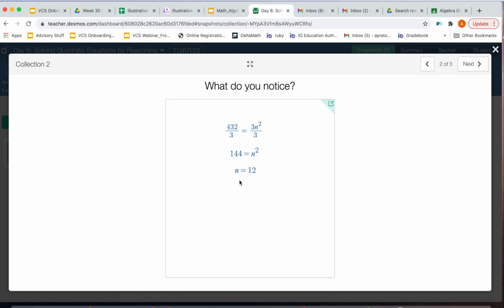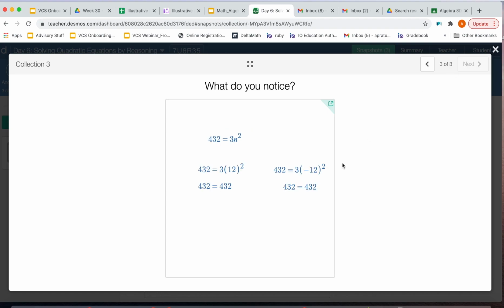Interesting. They got n equals 12. What do you notice? Well, they could describe that. They might notice they only got one answer. There should be 2 answers. What would the other answer be? Negative 12. How do you know? Well, we know negative 12 times negative 12 equals 144. A negative times a negative is a positive. Interesting. So there's 2 solutions here. And this connects back to previous lessons where we addressed that there would be 2 solutions to this type of equation. Okay. So addressing that misconception so students remember that there's 2 solutions.